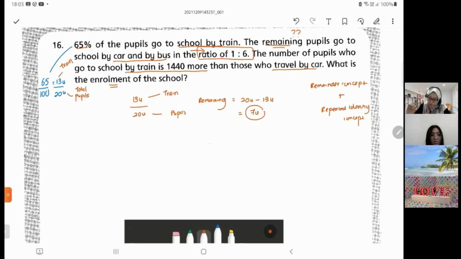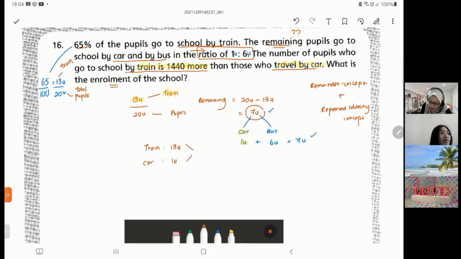Now, I want to know a comparison. Those who go to school by train is 144 more than those who travel by car. By train and by car, I want to focus on this. By train is 13 units, by car is 1 unit. Let's compare that. If we want to compare, train 13 units, car 1 unit, comparison is always minus. 13 units minus 1 unit is 12 units, and that is the comparison which I get just now, 1440.